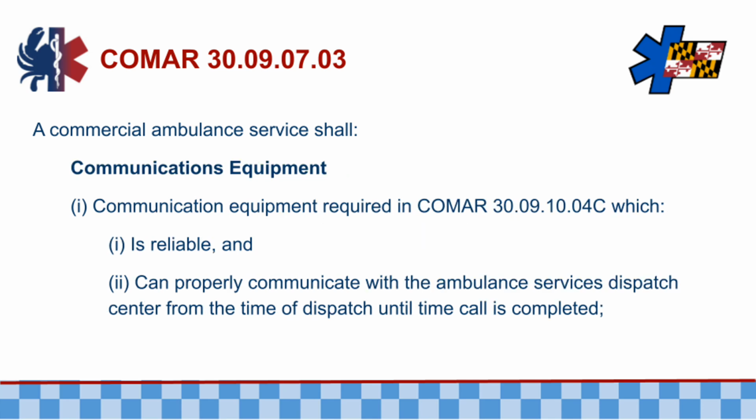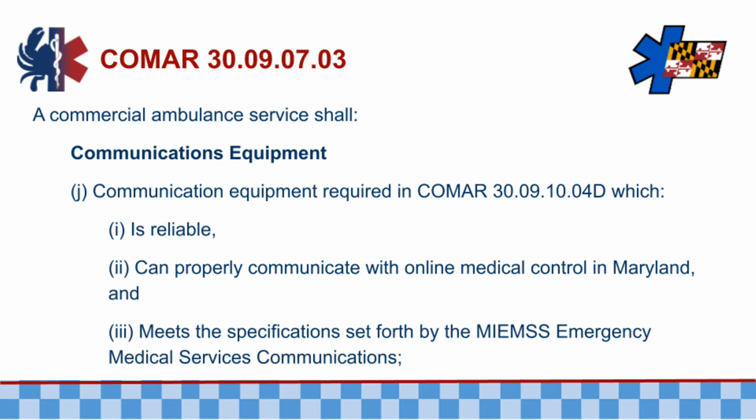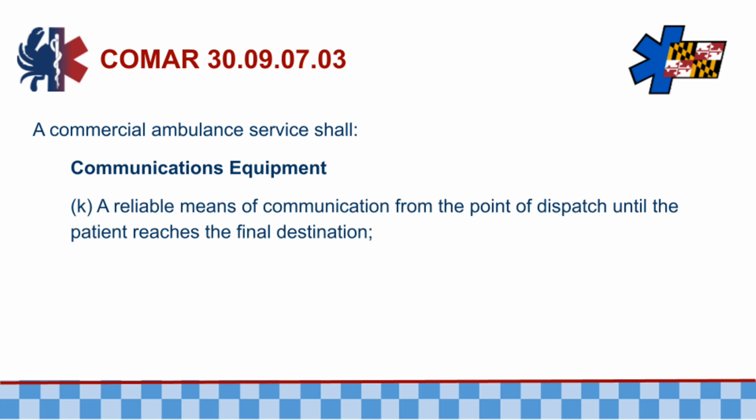A commercial ambulance must be equipped with communication equipment, as specified in COMAR 30.09.10.04c, that is reliable and can properly communicate with the ambulance service's dispatch center from the time of dispatch until the time that the call is completed. The communications equipment must be capable of communicating with online medical control and meet the specifications set forth by MIMC Emergency Medical Services Communications.